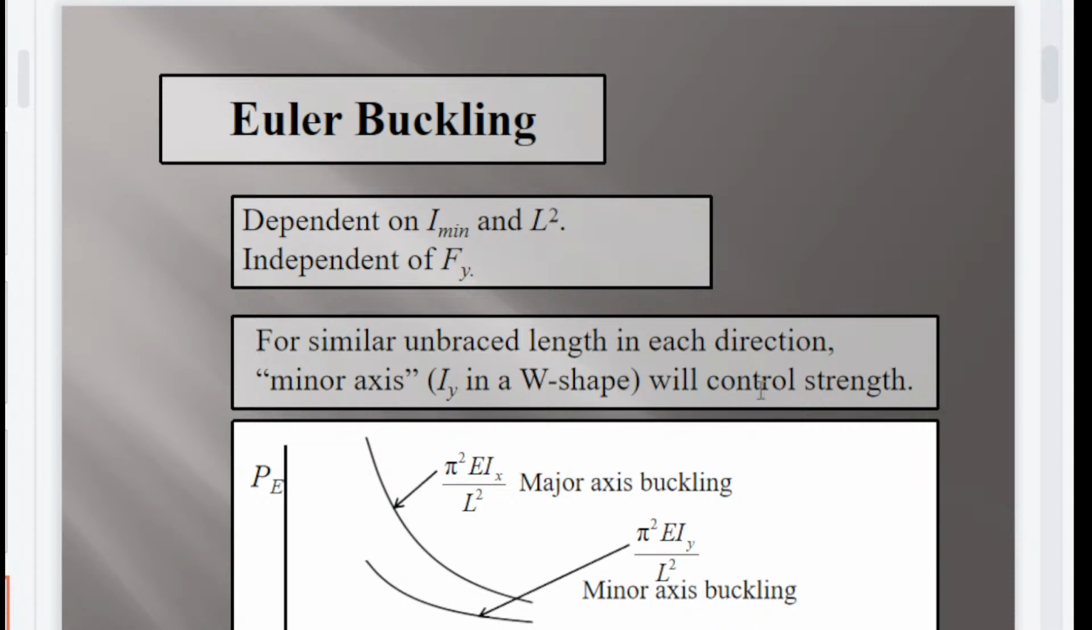For similar unbraced length in each direction, minor axis, Iy of a W shape will control strength. So for minor axis Iy, we have here minor axis, major axis. Similar, same, but the point of view, the direction, the axis, is different. Either point of view, we have constant L, but we have different inertia with respect to X, with respect to Y.